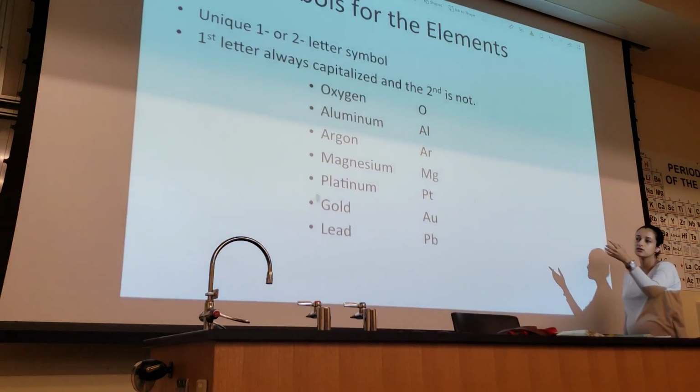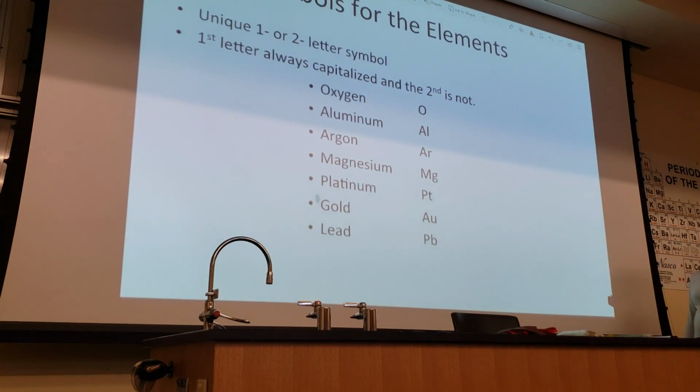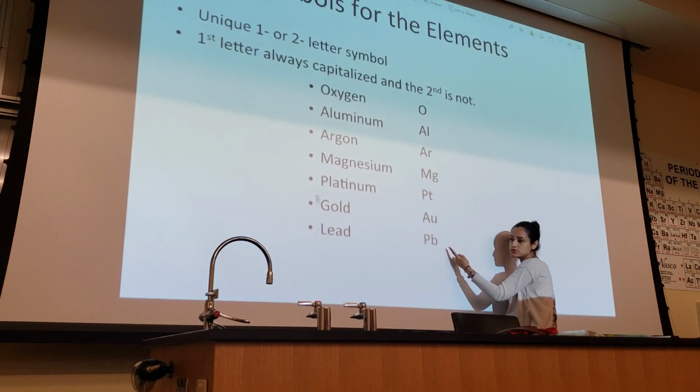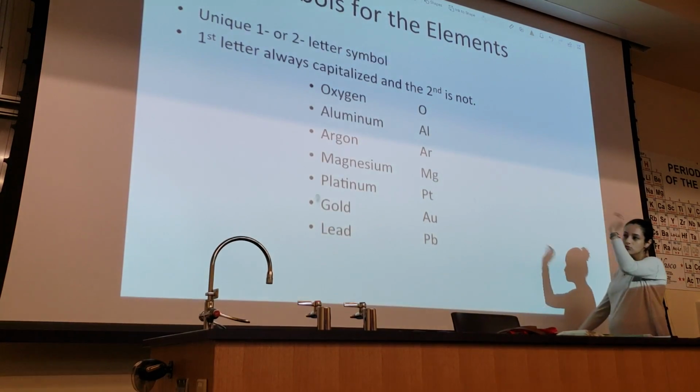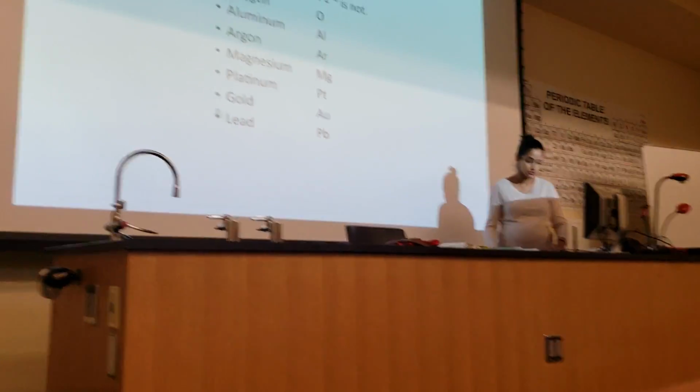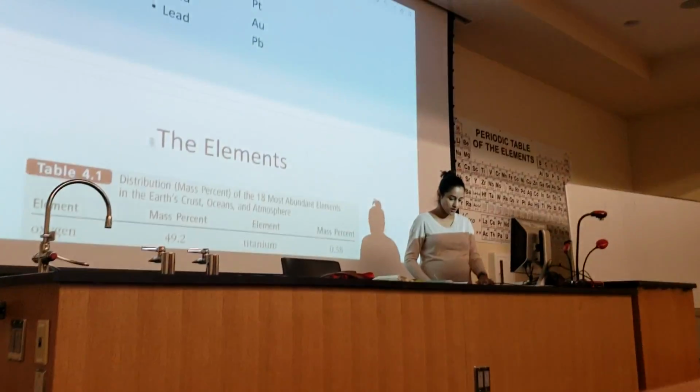A lot of these elements, especially the precious metals, don't have English language backgrounds. They have Greek, Latin, German names. So when they get translated into English, they're not necessarily going to have the same symbol. Remember, the ones that you need to know are the ones that are posted on Canvas.